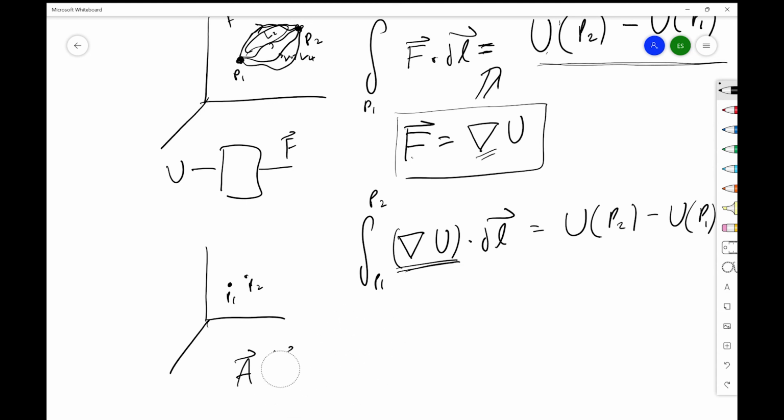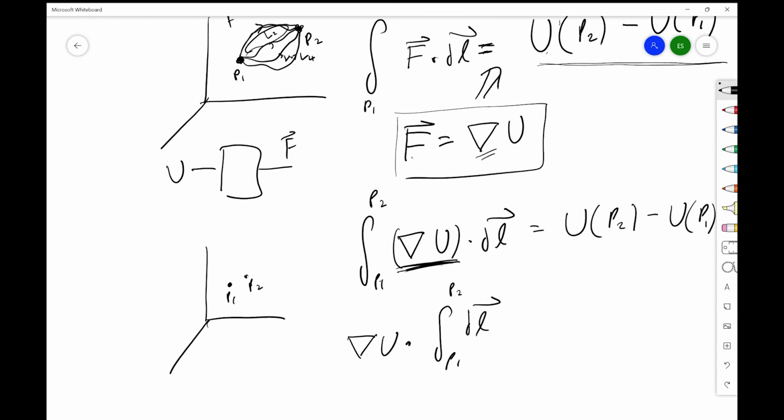So when I make P1 and P2 really close to each other, this becomes a constant, so I can take it out. So this is a sum of dot products. So this becomes delta U dot P1, P2, dL, right?